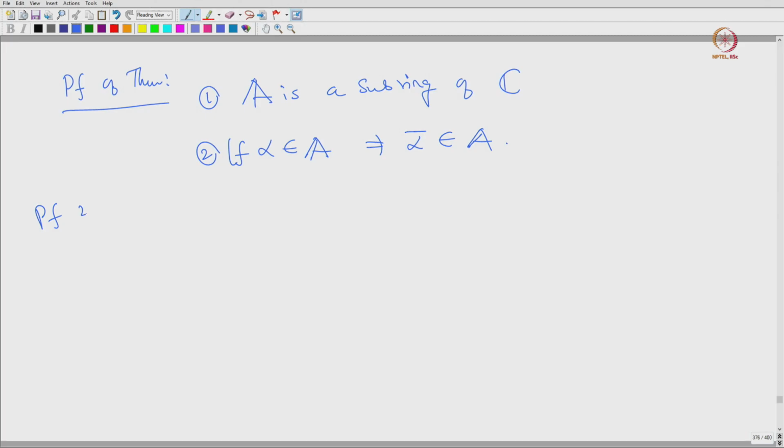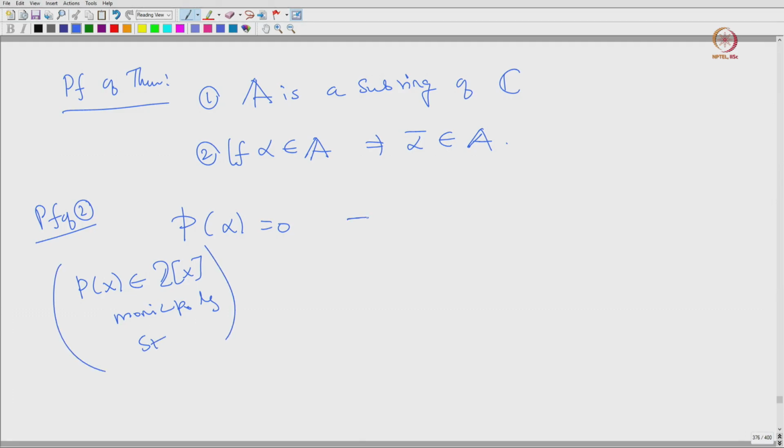So, the proof of the second statement is very simple. If we take p of alpha is 0, where p of x is the monic polynomial that we have chosen, such that p of alpha is 0, then that would imply that p of alpha bar is also 0, because all the coefficients are integers, they are invariant under taking conjugates. So, that would imply that p of alpha bar is same as the conjugate of p of alpha, which is 0. So, this would imply that alpha bar is indeed an algebraic integer.